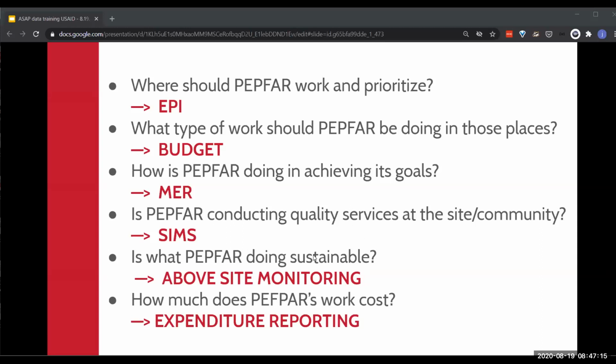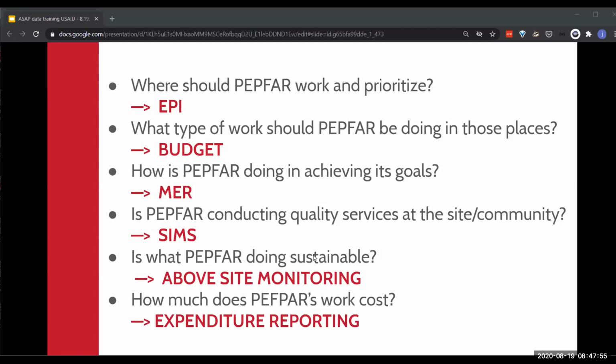How is PEPFAR doing in achieving its goals? That's the MER data, monitoring, evaluation, and reporting data. This is frankly going to be the bulk of the focus of today's activity, and probably where you spend a lot of your time in regards to data. Is PEPFAR conducting quality services at the site and community? That's SIMS, the Site Improvement Monitoring Surveys. Is what PEPFAR is doing sustainable? We have above site monitoring for that. We're only going to really touch on above site, but it is important for you to know that it exists. And then how much does PEPFAR's work cost? For that we have expenditure reporting.